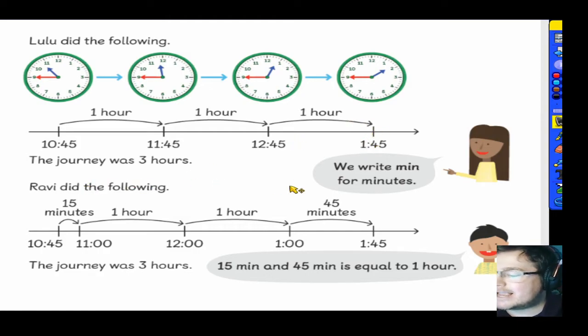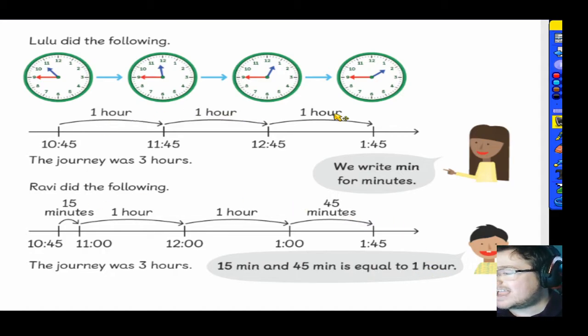Ravi did the same, except he went to the nearest o'clock, which was 11 o'clock. So up here, he's put 15 minutes. He added 15 minutes, jotted it down. Then he went 11 o'clock, 12 o'clock as an hour, 1 o'clock. So he's added 2 hours there. But then he noticed he needed to get to 45. So he added 45 minutes. And he knows, clever chap, 15 minutes and 45 minutes is equal to 1 hour.